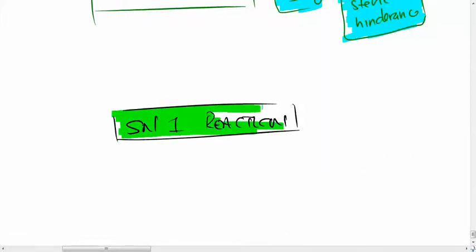So I'm going to give you just a generic overview of what happens during the reaction. You already know, is it concerted or does it go through stepwise? Okay.